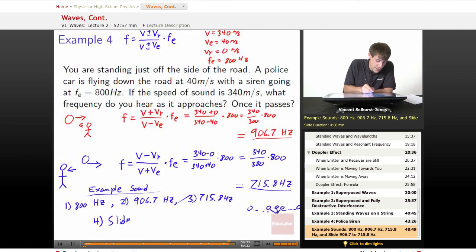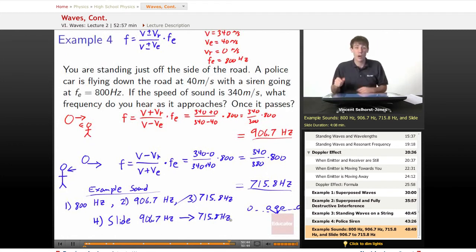So finally, we'll hear a slide that will start at 906.7 hertz. It will go on for just a little bit, and then it will slide down to 715.8 hertz. This gives you some idea of what you might actually hear. All right, so ready for that example sound? Go.